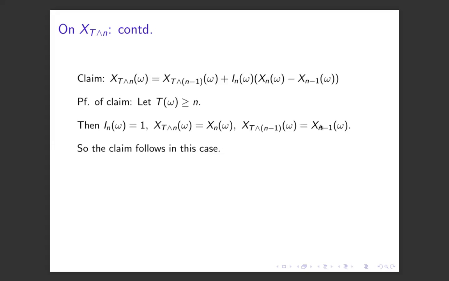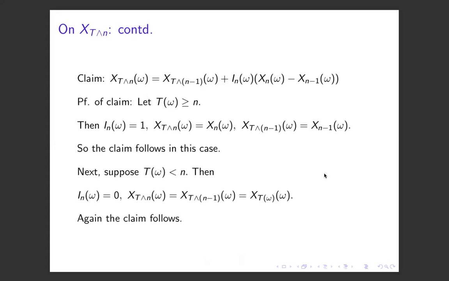So suppose t omega is greater than or equal to n, then I sub n omega is equal to 1. So in that case, this left side here is x sub n omega, and this is x sub n minus 1 omega. So consequently, in that case, the claim follows. And similarly, you can dispose of the case t omega strictly less than n. In that case, I sub n omega is 0. So this is equal to this and this.